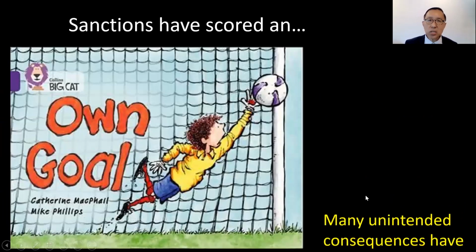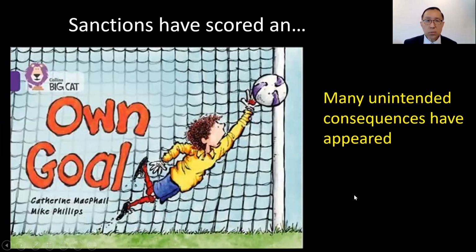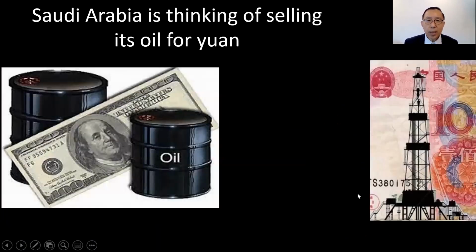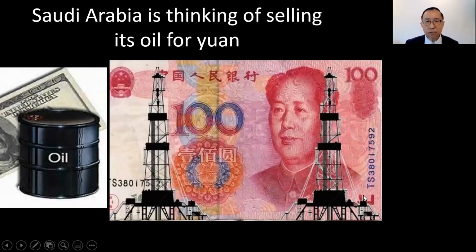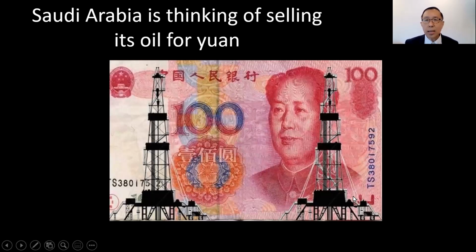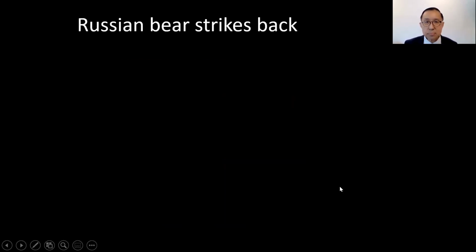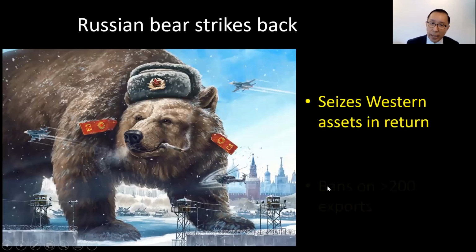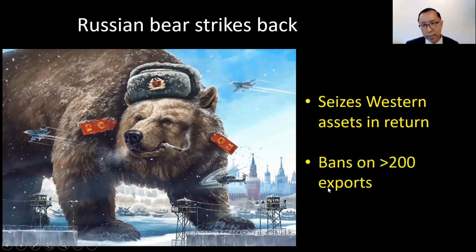I believe that these sanctions have been an own goal to the Western financial system. A lot of unintended consequences have appeared. It's just like Saudi Arabia. Now, for a long time, they've been selling oil to China using the US dollar. But now they are thinking of selling oil to China using the yuan. This has never happened before. And of course, the Russians have struck back.